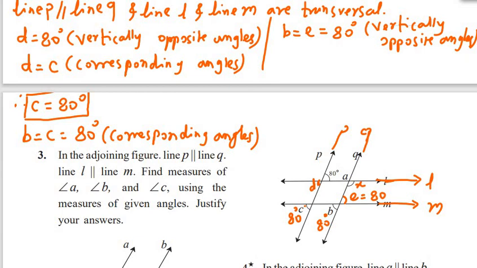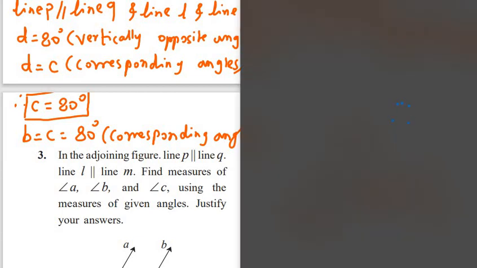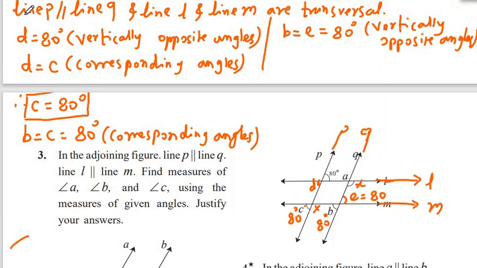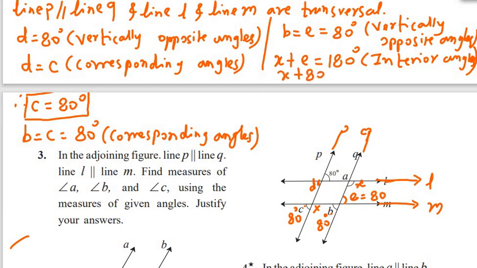E is on the upper side, so let us take X on the inner side. Now see again, this B is equals to E because they are vertically opposite angles, and therefore B is equals to 80, then E is also equals to 80. Suppose this angle is X, then we can say X plus E. See here, X plus E, they are interior angles, and therefore I write X plus E is equals to 180 degree because interior angles. Their addition is 180. But here E is 80, therefore I write X plus 80 is equals to 180, and therefore X is equals to 180 minus 80, that is 100 degree.